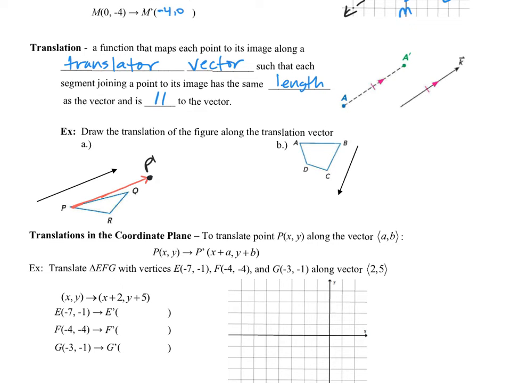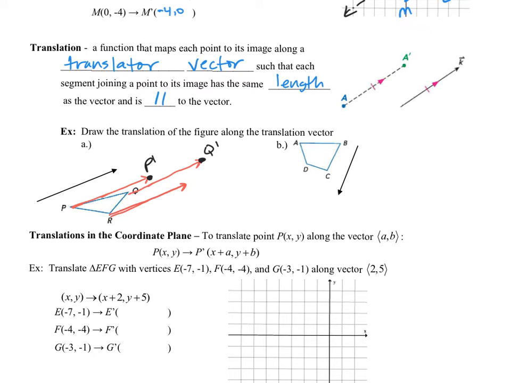Okay, and I'm going to do the same thing with Q. I want to mimic this movement right here. So I'm going to move Q. I'm going to try and mimic that translation vector. We want the same distance in the same direction. So this would be Q prime. And then R prime would be determined again by this translation vector. So we want to slide R the same distance and parallel to the translation vector.